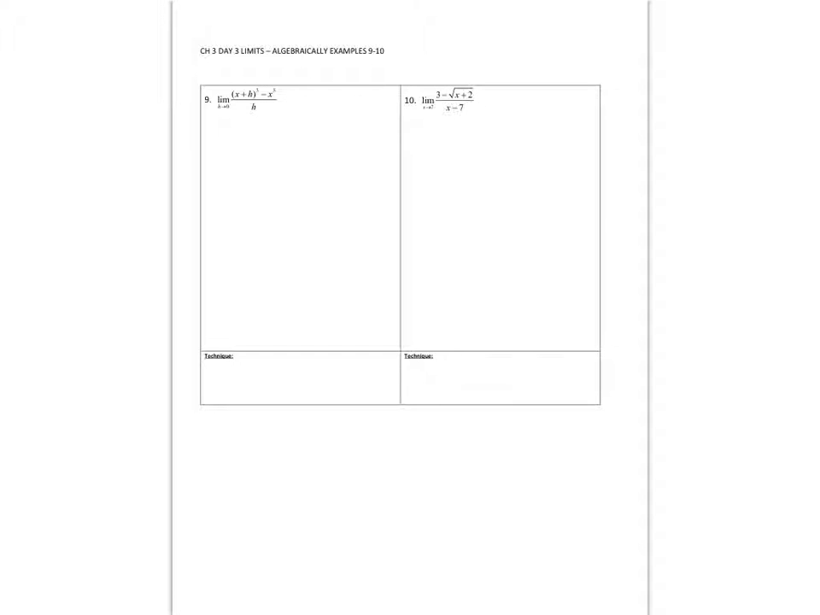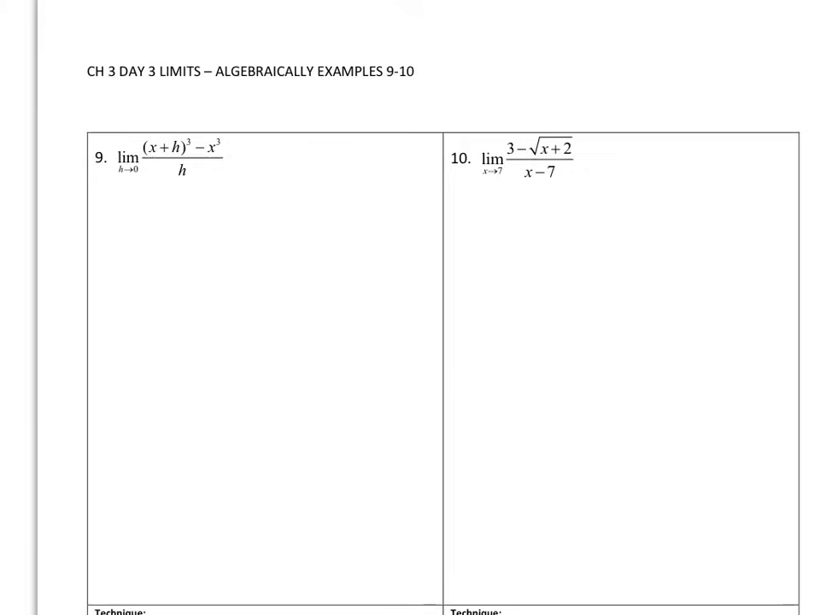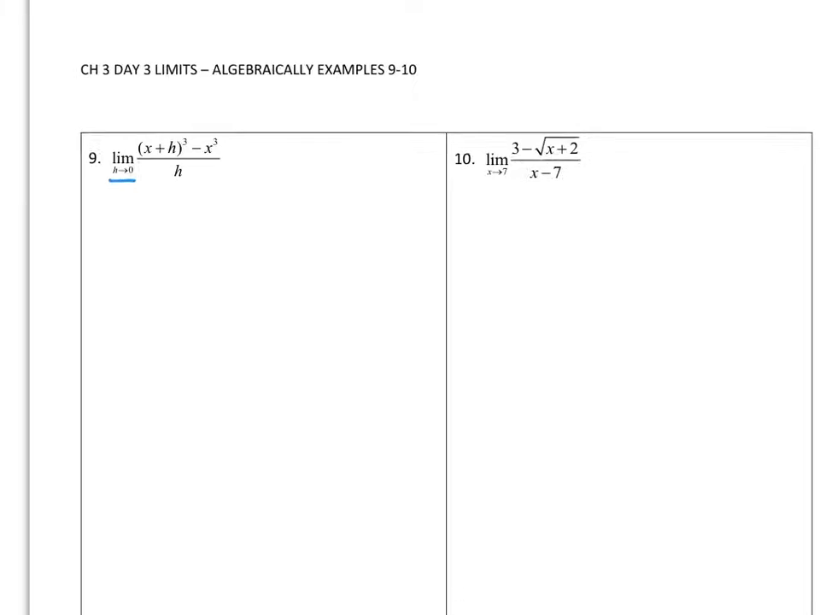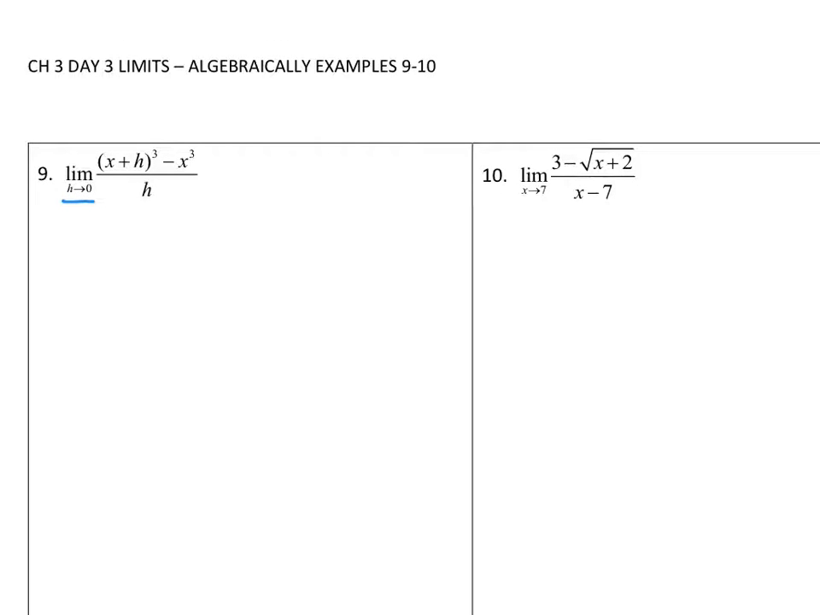All right, we are now doing examples 9 and 10. So, again, our routine is we plug in the limit we are heading to. We plug in the c. And again, if you notice on this one, we are using h goes to 0. So when I plug that in, I end up getting x plus 0 cubed minus x cubed over 0 for the h. And we do, in fact, get 0 over 0.